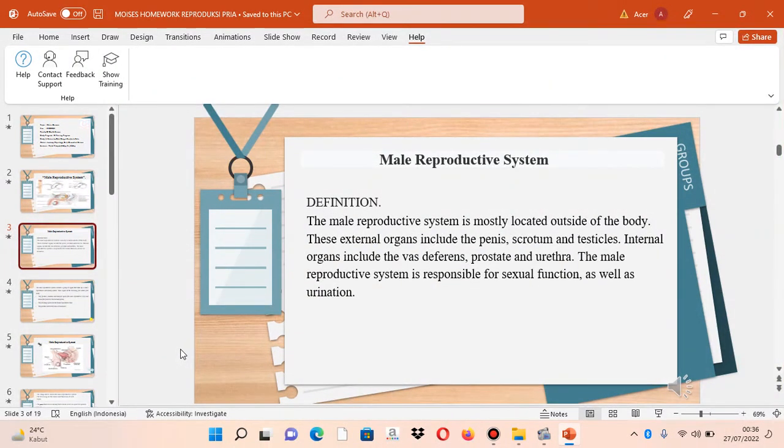So here, the male reproductive system is divided into external and internal organs. In the external, we look here, it includes the penis, scrotum, and testicle. The internal organs include the vas deferens, prostate, and the urethra.